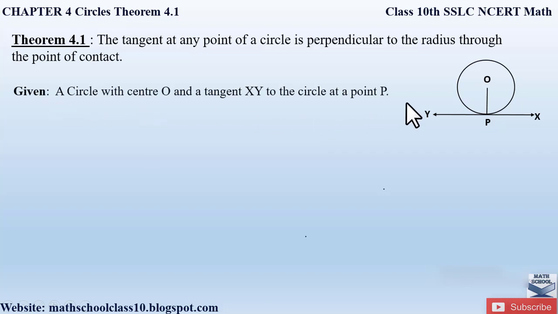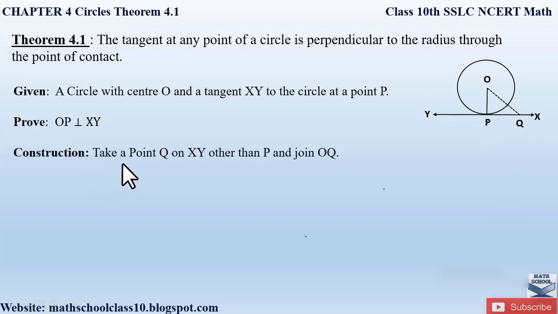Now, to begin with the proof, first we will write down what is given. Here they have given us a circle with center O and a tangent XY which touches the circle at point P. What we have to prove is that the line OP, or the radius OP, is perpendicular to XY. So how do we prove that? Let us consider a point on this tangent XY. Let us consider a point here and name it Q. This is the construction part which we are using to prove the theorem.